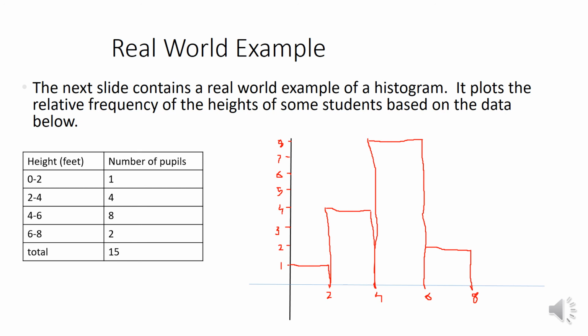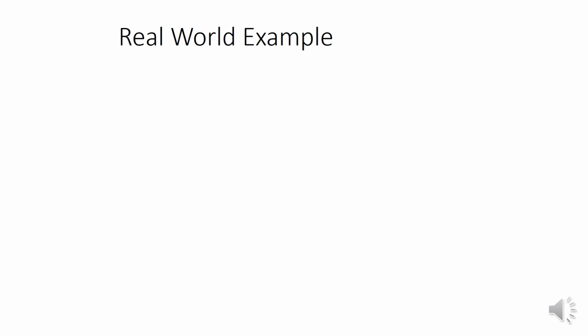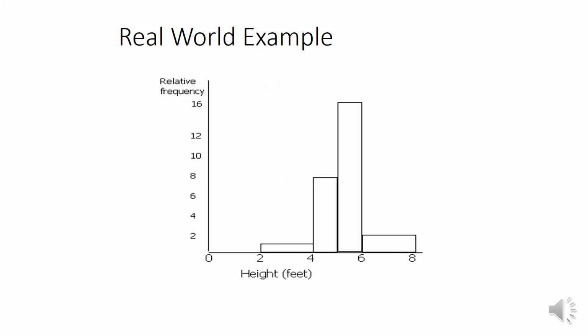Just consider this a rough sketch of the histogram, how it is going to look. Now this is the actual graph which we are going to define. Understood? 0 to 2, then 2 to 4, 4 to 6 and 6 to 8, like that.